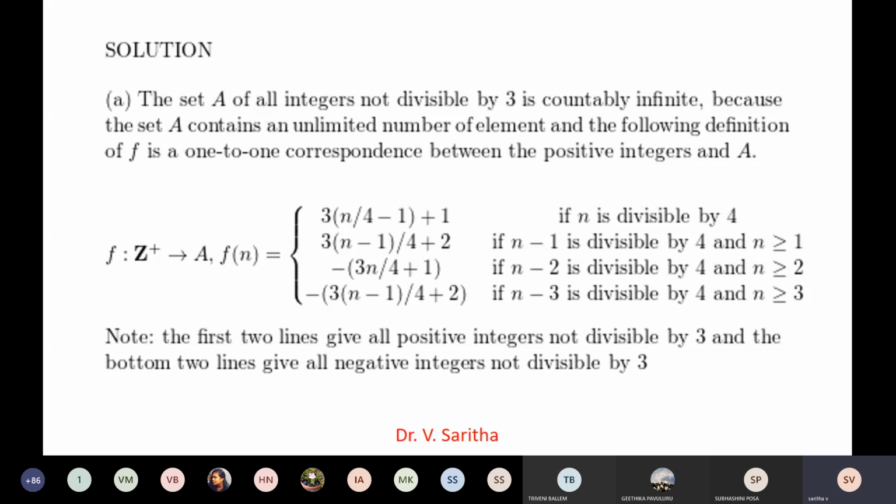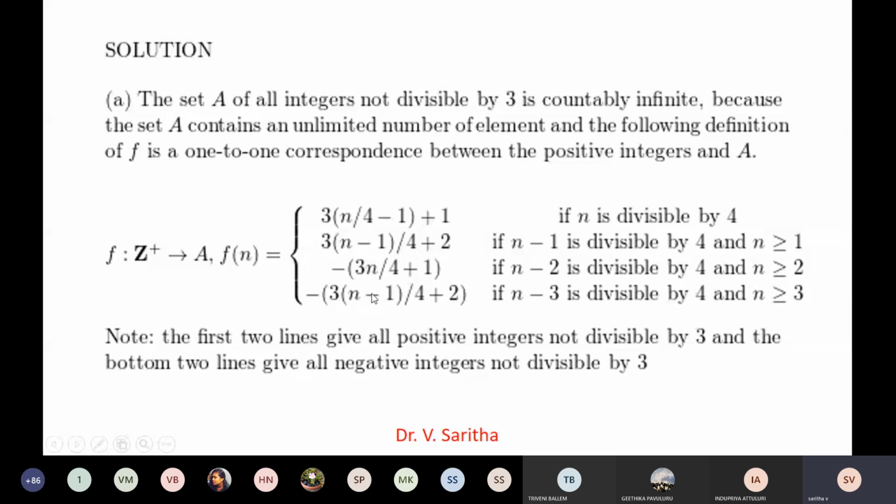1, 2, 3, 4. So positive 1, 2, 3, 4 and negative 1, 2, 3, 4. Totally 8 combinations. That means 8 different expressions you are supposed to give.